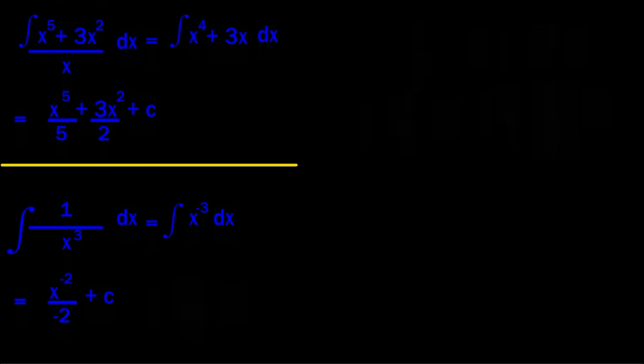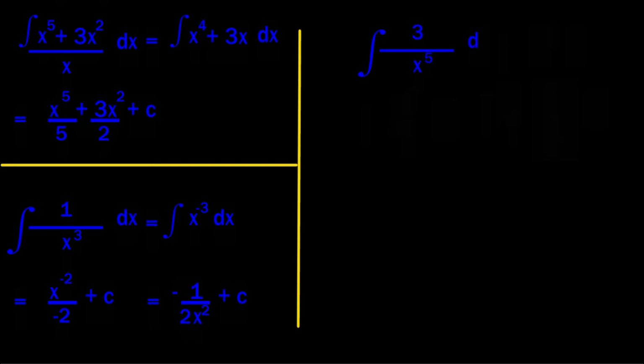So we will get negative 1 over 2. So we bring the x to the power of negative 2 to the denominator. It will become negative 1 over 2x squared plus c. So let's try some more examples.